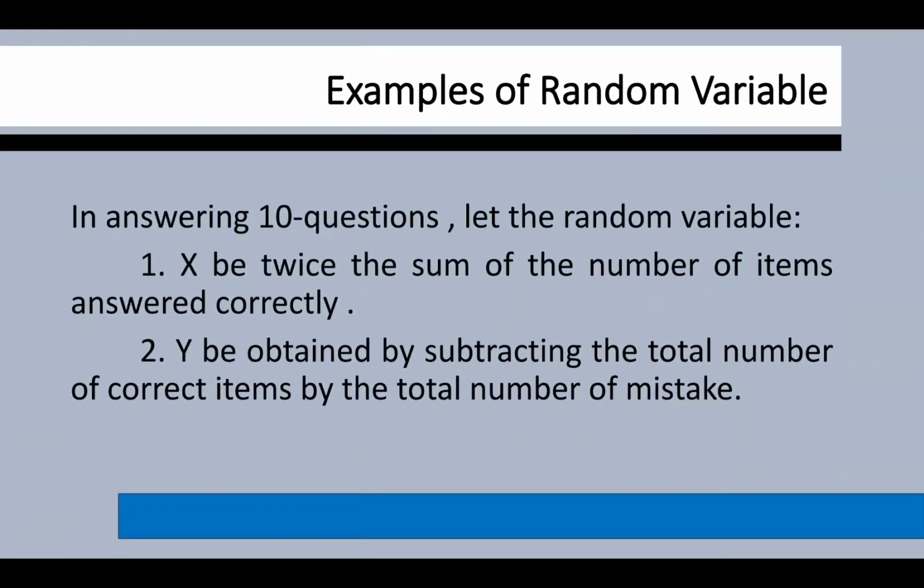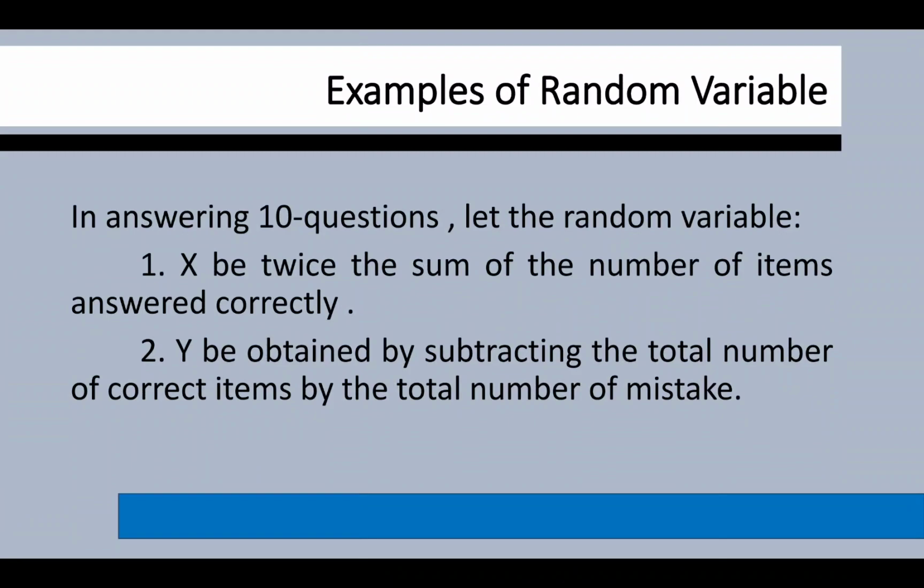Another example, kapag nagsagot tayo ng 10-question test or exam, ang pinaka-common random variable na ginagawa ng mga teacher diyan is let the score of the student be the number of correct items. Yun yung napakadali nating random variable for that. Pero minsan may mga teacher na let X be twice the sum of the number of the items answered correctly. Ibig sabihin, each of the correct items will be marked 2 points. So, another random variable yon na malalagyan natin siya ng value.